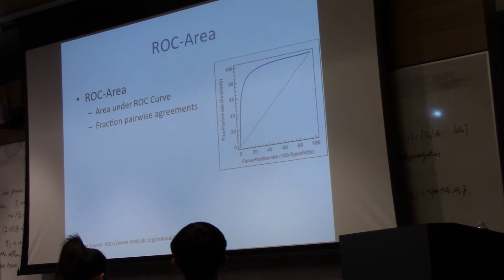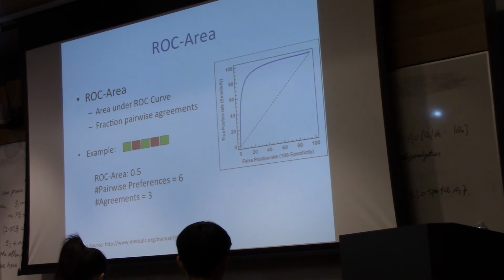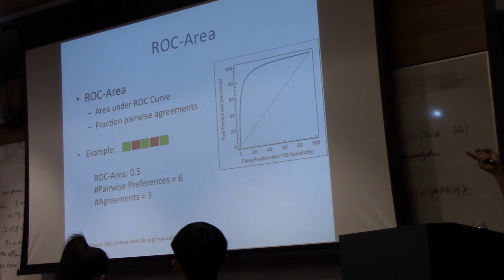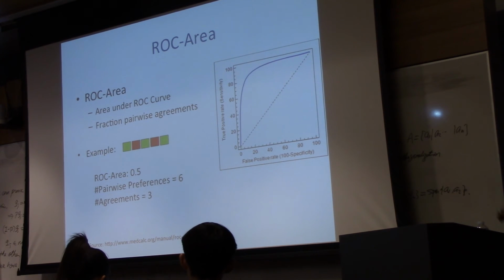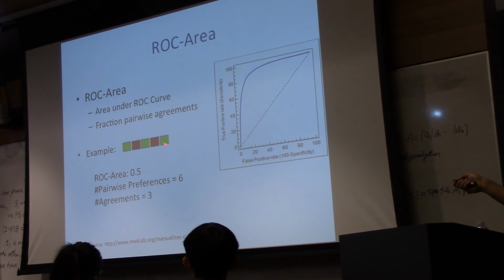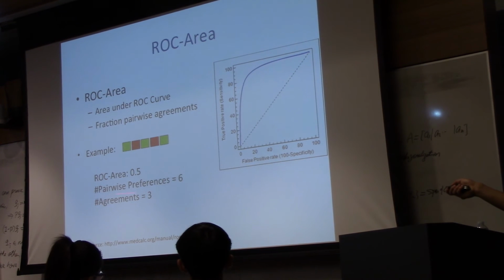And it turns out the ROC-Area is mathematically equivalent to the fraction of pairwise agreements. So here's an example. Suppose I had a ranking over 5 instances, of which 3 are positive and 2 are negative. The number of pairwise preferences is 6, because it's the number of positive-negative pairs, so it's 3 times 2, it's 6. And of the 6 preferences, we see that the agreements are, so this positive example is ranked above these 2, so it's 2 agreements. This example is ranked above 1 negative example, so that's 1 more. And this example is not ranked above any negative example, so it's 0. So the number of pairwise agreements is 3. The total number of pairwise preferences is 6. The ROC-Area is 50%.